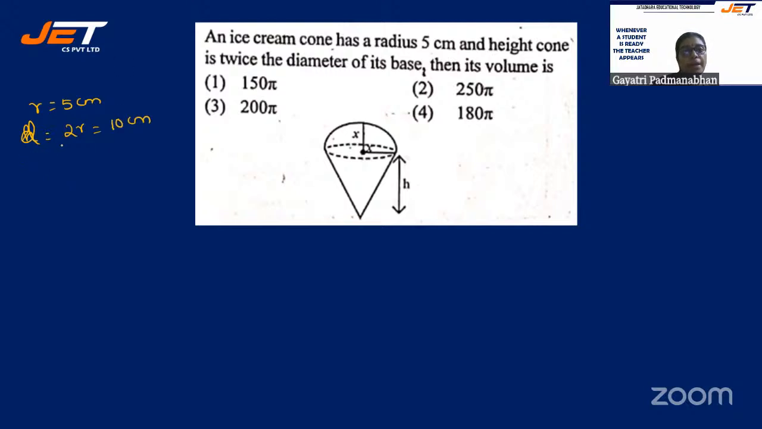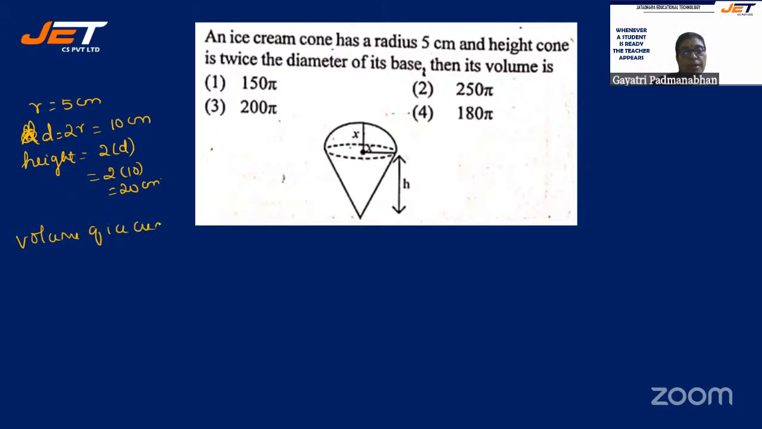This is the diameter, D. Now we want the height. They say it is twice the diameter, which is twice 10 centimeter, which is 20 centimeter. Now, what are they asking? What is the volume of the ice cream cone?